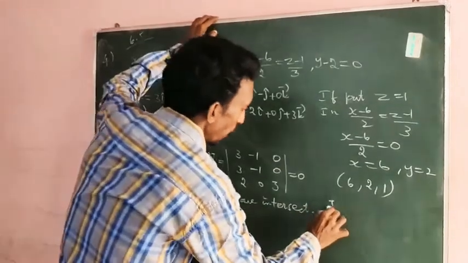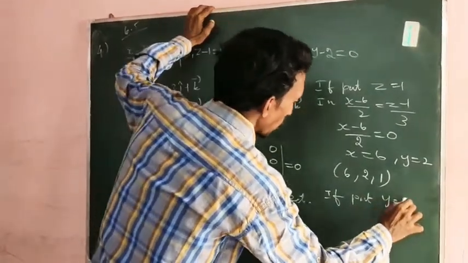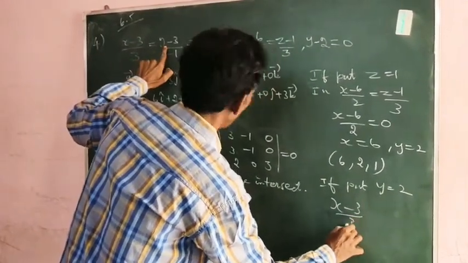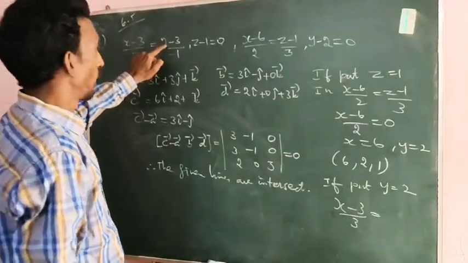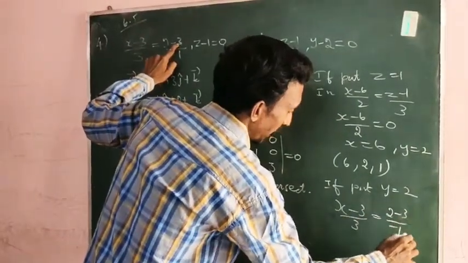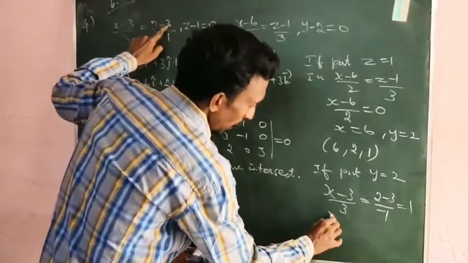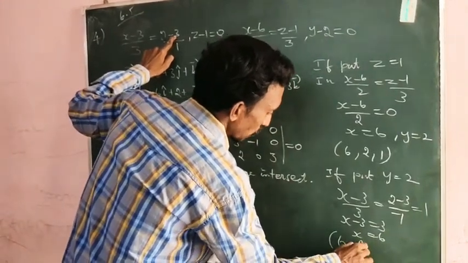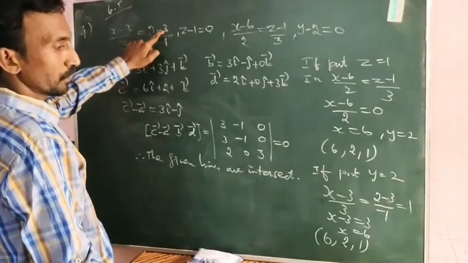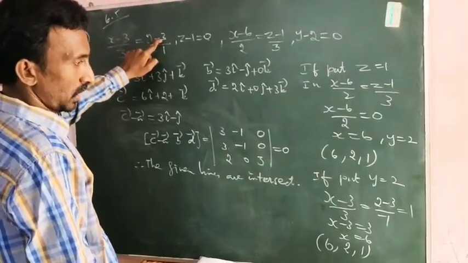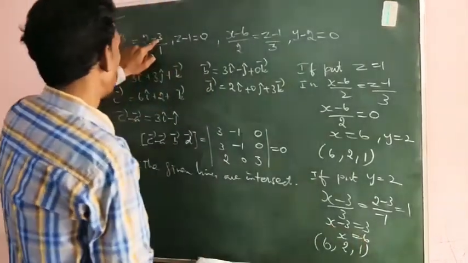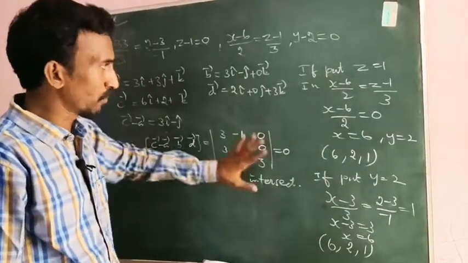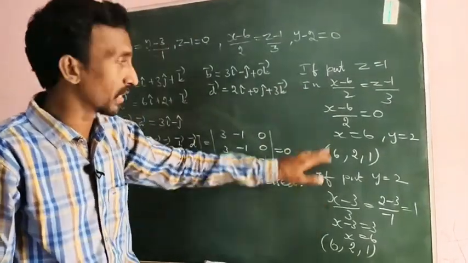In the meantime, if you put y equal to 2 in the first one, x minus 3 by 3 equal to 2 minus 3 by minus 1, we are getting 1. So x minus 3 equal to 3, x equal to 6. Again we are getting 6, 2, 1. If we put z equal to 1, y equal to 2, we are getting the same point. So without these steps we can write that we are getting the same point, therefore they are intersecting.